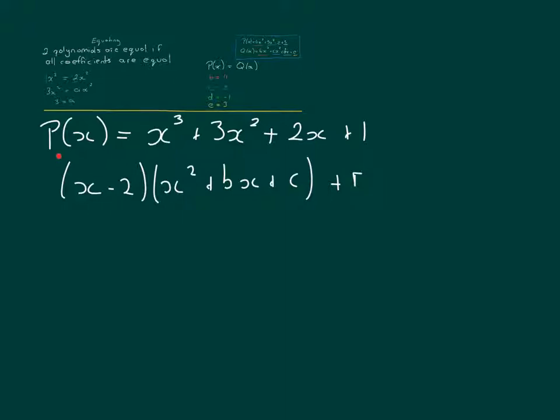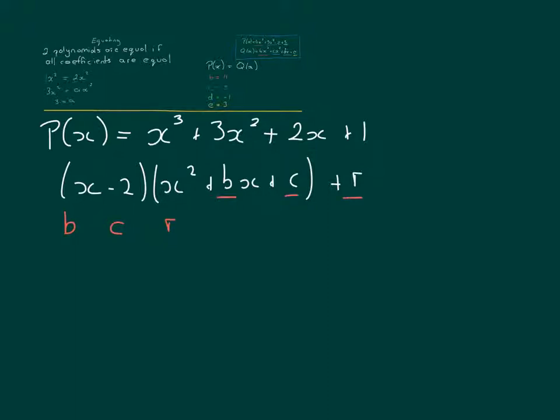Now in this problem, it's given us a polynomial. It says that p(x) is equal to x cubed plus 3x squared plus 2x plus 1. Then it's gone on to say that this polynomial can be written in the form like this, and it's (x minus 2) multiplied by (x squared plus bx plus c), and then tacked on at the end is plus r. Now it has also asked us to find the values of the variables b, c, and r. So this is what it wants us to find: b, c, and r.